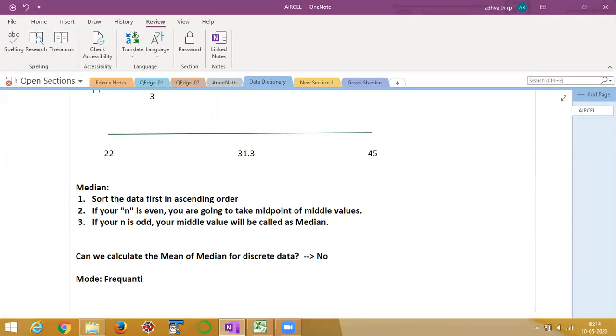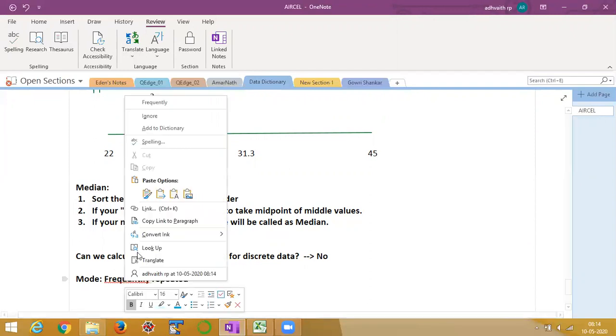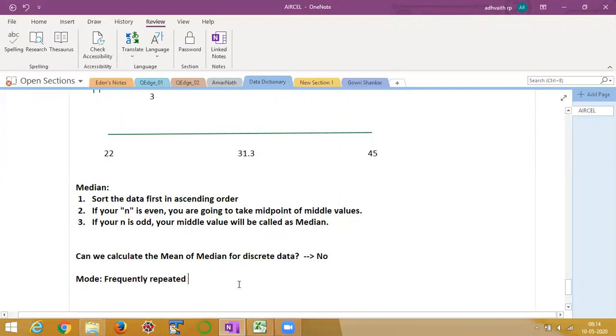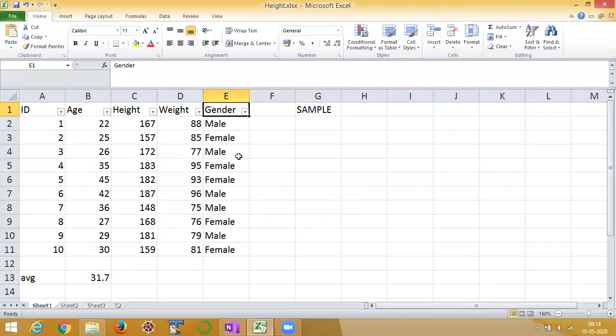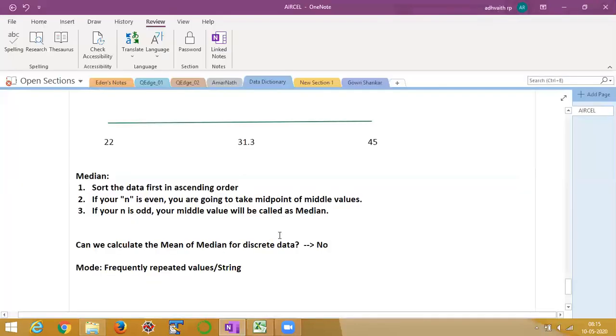How to calculate mode? Frequently repeated values. That means the values that are repeated most. That is the definition. Simple, sweet and simple: frequently repeated values. I call them values, or if you understand computer language, I'll call them strings. So which one is highly repeated? Let's take an example.